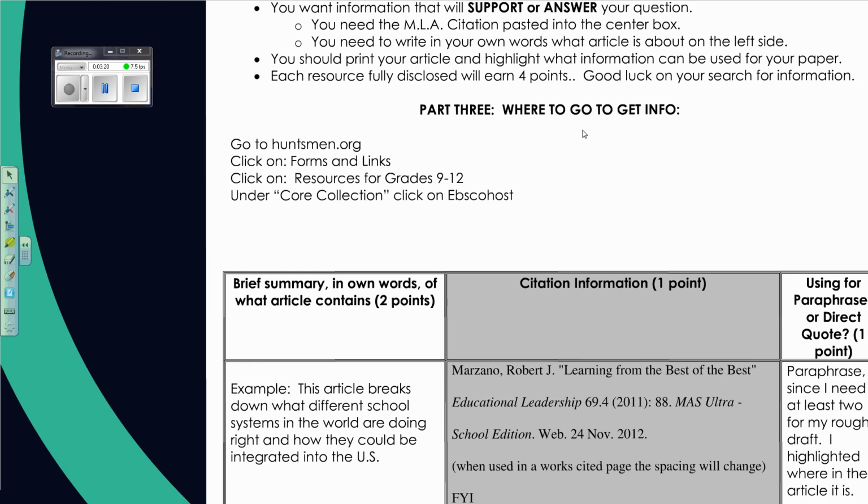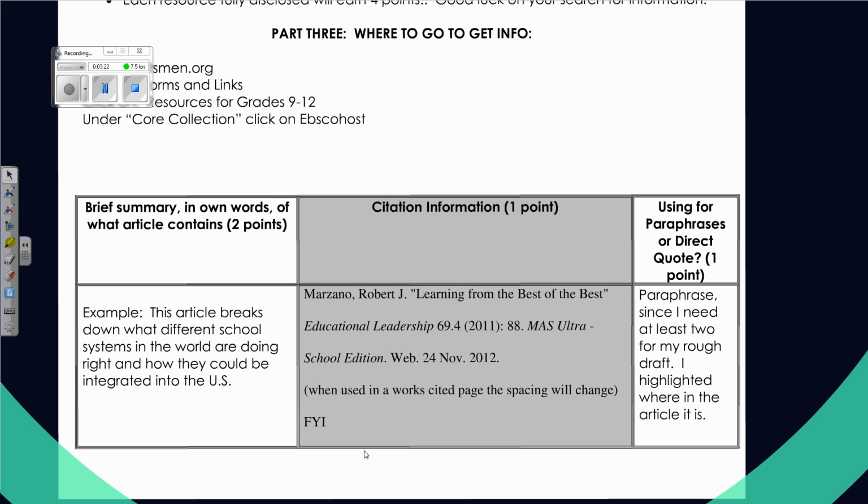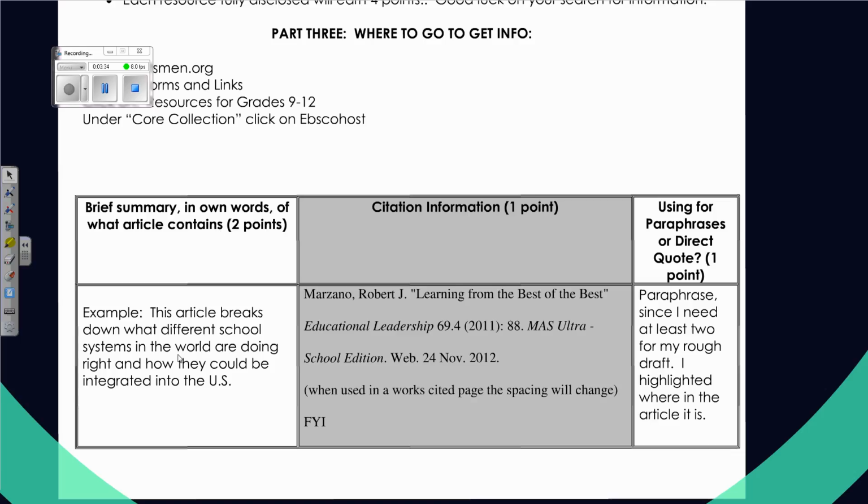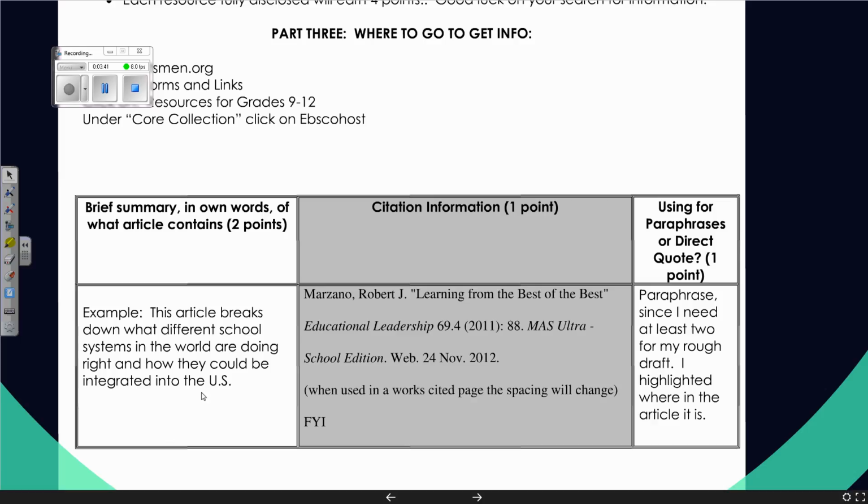On this sheet, for the example, there's 3 things you'll have to give me for each article. They're labeled. I need a brief summary. It could be a sentence in your own words of what the article contains. This shows me that you looked at the article and that you're identifying what the heck it is you're going to use it for. Because if there's nothing in it to use, you're not printing it, you're not using it. That would be stupid. So I have a 1 sentence here that says, this article breaks down what different school systems in the world are doing right, how they could be integrated into the U.S.